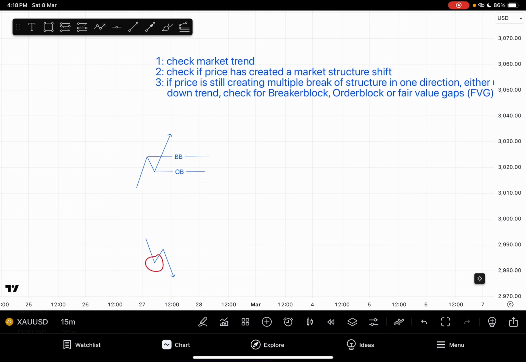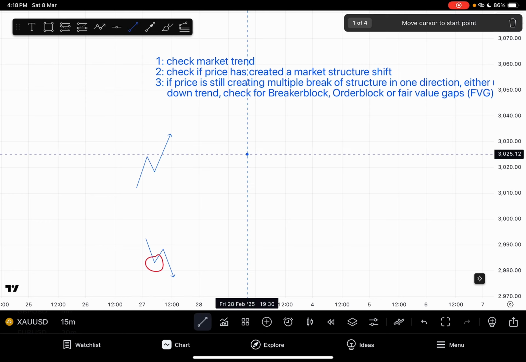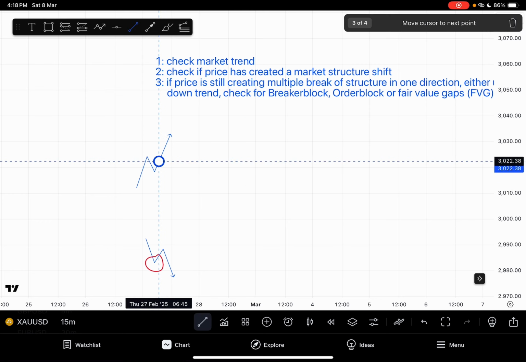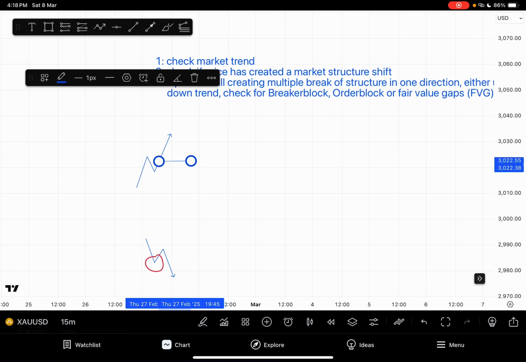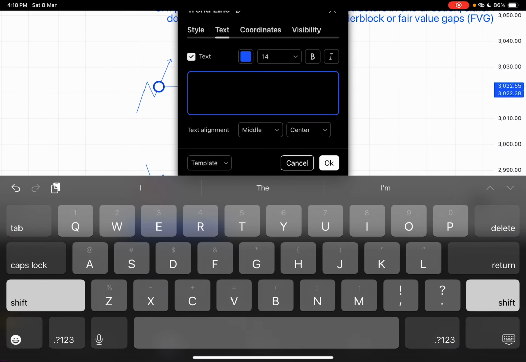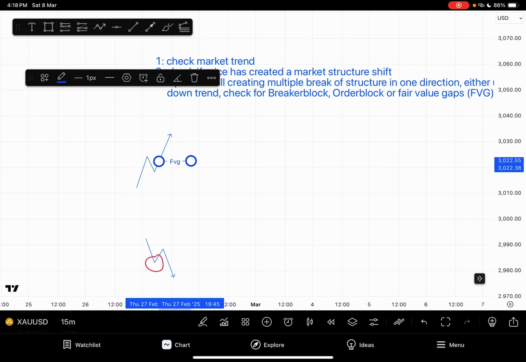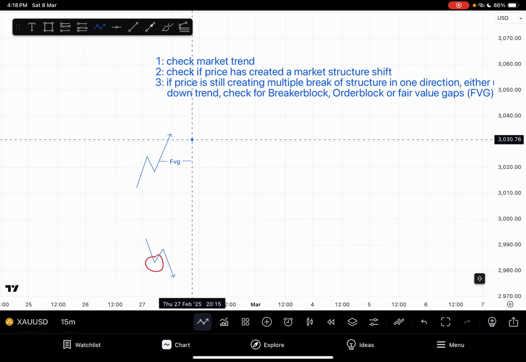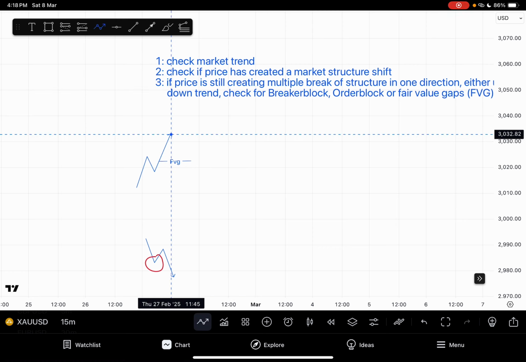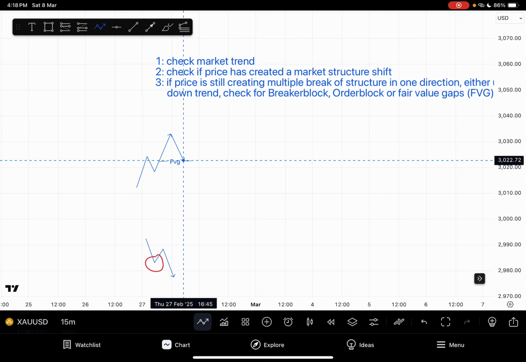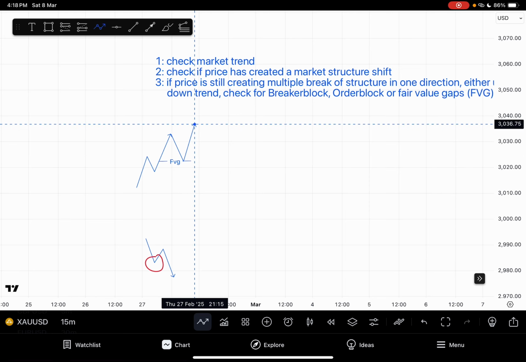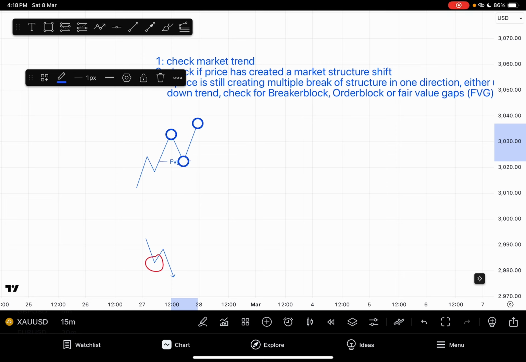So in cases where there's no order block or no breaker block, but there's a fair value gap here, let's say there's a fair value gap there, price will use just that fair value gap in order for you to continue on that particular trend. So you should always spot out for these three things when price is creating a breakout structure.